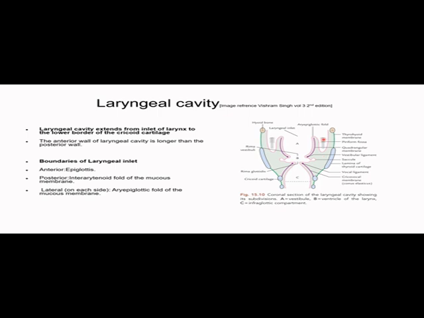Now what are the boundaries of this laryngeal inlet? Anteriorly lies the epiglottis, posteriorly lies the interarytenoid fold, and on both sides, as seen in this picture, we see only the lateral sides. In this picture we see the aryepiglottic fold of mucous membrane.